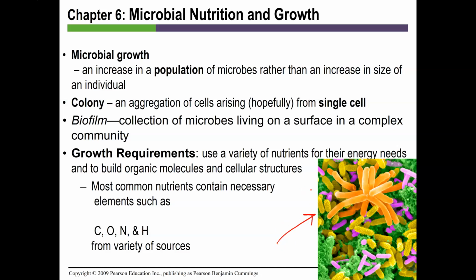The growth requirements of an organism are similar to other living cells. Microorganisms need a variety of different nutrients to meet their energy needs and to have the necessary components to be able to build the molecules they need for their own cellular structures. Most common nutrients contain the necessary elements such as carbon, oxygen, nitrogen, and hydrogen. But there are other types of nutrients that microbes need in lesser amounts to maintain their structures. More on these requirements shortly.